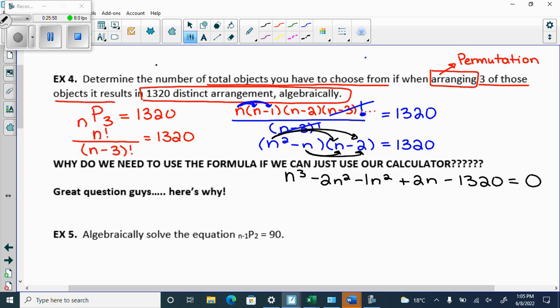So here I'm just going to put stuff together the same. So n cubed minus 3n squared plus 2n minus 1,320 equals 0. I brought this one up to do a little bit of review of polynomials. So type it into your calculator, into your y equals, and you're going to look for the x-intercept.